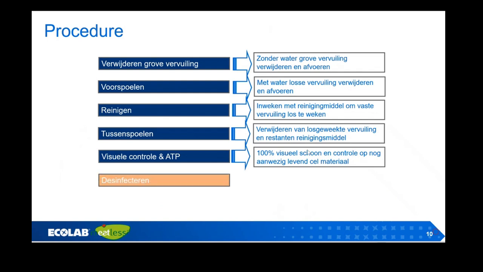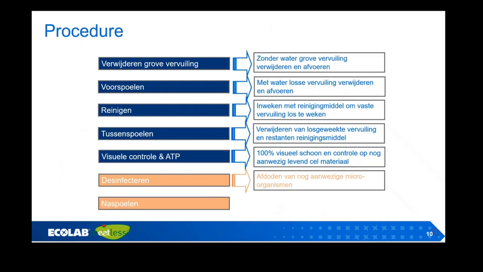Then you have the disinfection step. The disinfection step is to remove all living material. So every microorganism like yeast and mold, you can kill it with the disinfection step. And then you have the last step, the after rinse step. Its goal is to remove all the residues of your disinfection.